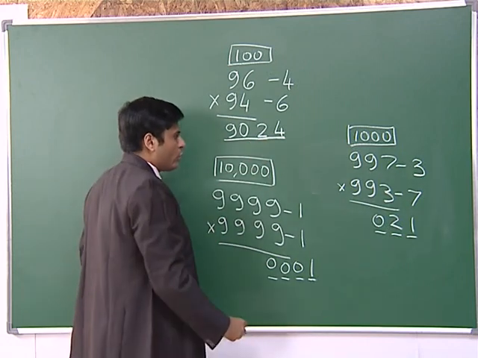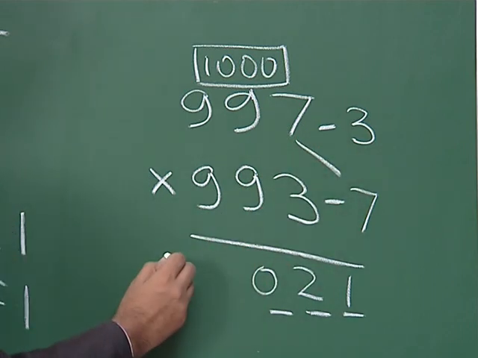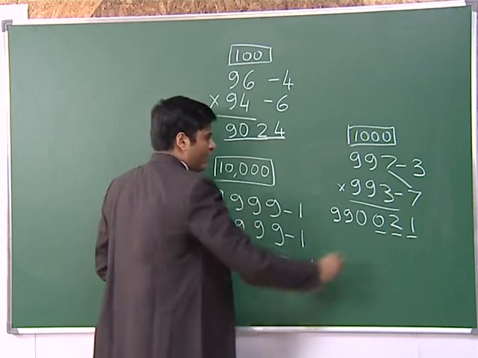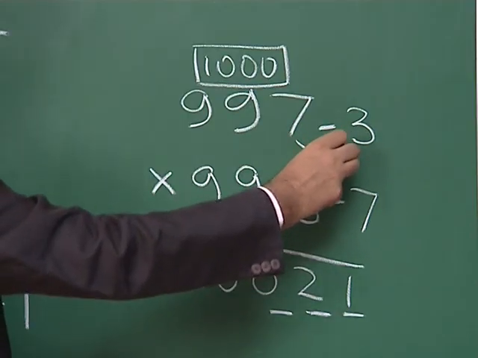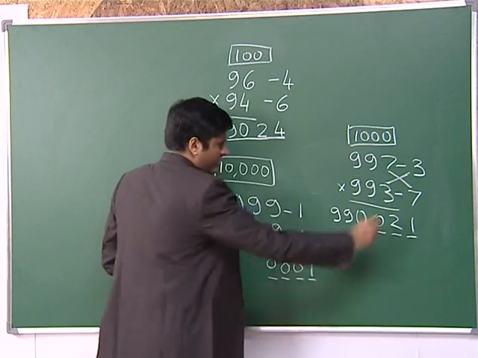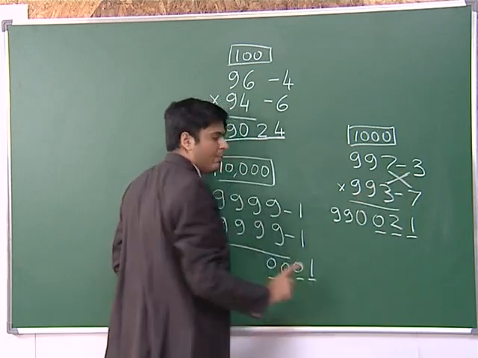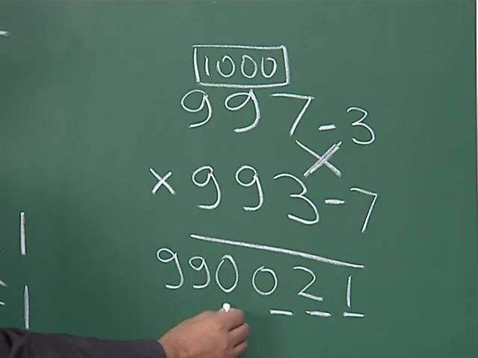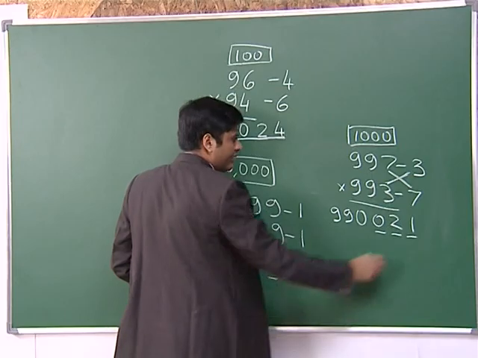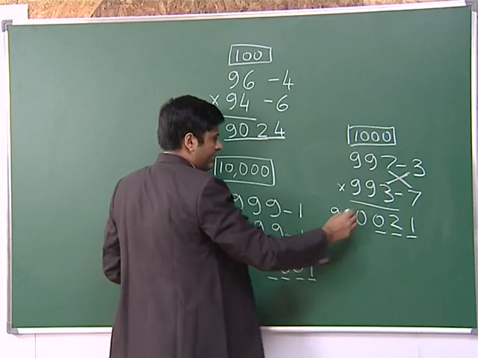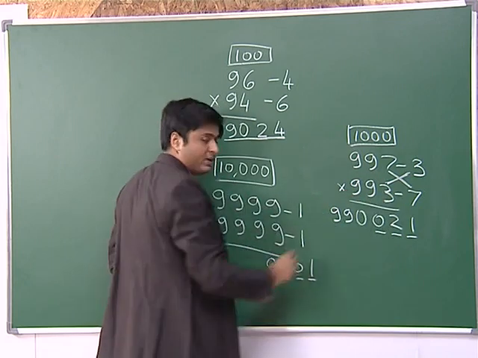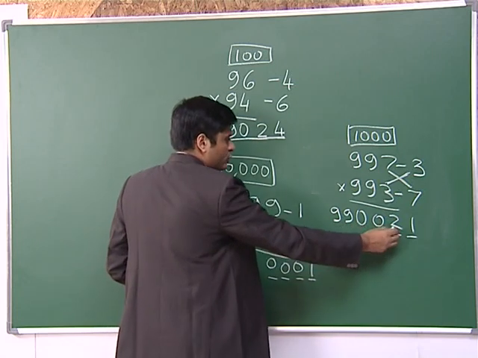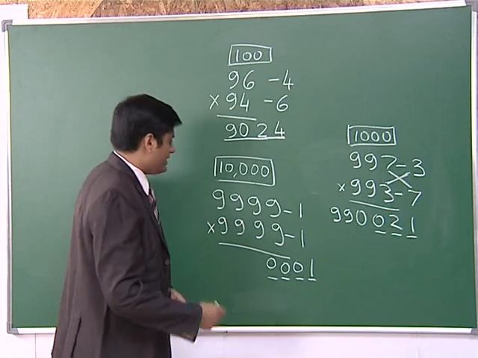Here, when I do cross, 997 minus 7 is 990. Or I can take cross like this, 993 minus 3 is 990. Whether I take this way or this way, my answer will be same. So here my answer is 990021. When 997 is multiplied by 993, I get my answer in only one line, 990021.